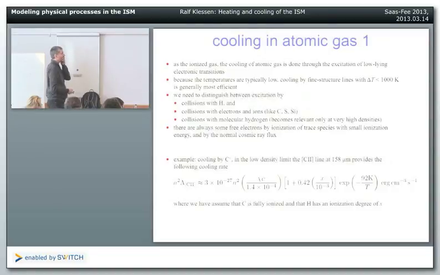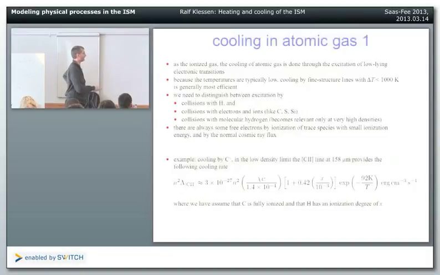Now, you can do the same for atomic gas, and it turns out that because the temperatures are much lower now, the cooling by fine structure lines is very efficient, but it has no temperature dependence. Indeed, we also need to distinguish between what excites my transition, whether it is a collision with atomic hydrogen, with electrons or ions, or with molecular hydrogen, if you are at very high densities, so basically in a photodissociation region, almost in the molecular phase.